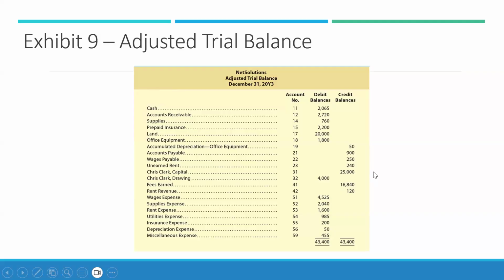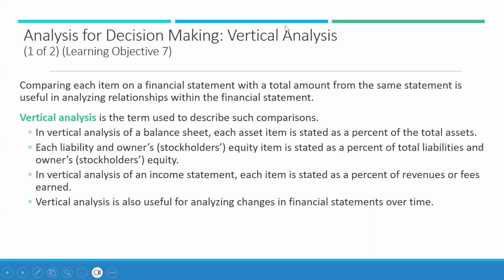And then we can utilize the Chris Clark capital, drawing, and our income statement to come up with our statement of owner's equity. Once we have that, then we can create our balance sheet with our statement of owner's equity and all of our assets and liabilities. So know that next week, we're going to prepare financial statements. These first 3 chapters have been challenging because you're learning all kinds of stuff, but we are almost through to the place where we're getting ready to do financial statements.